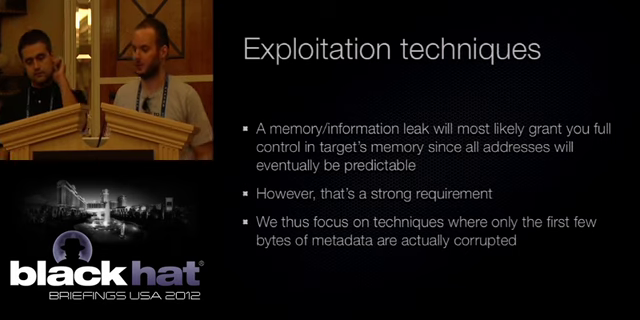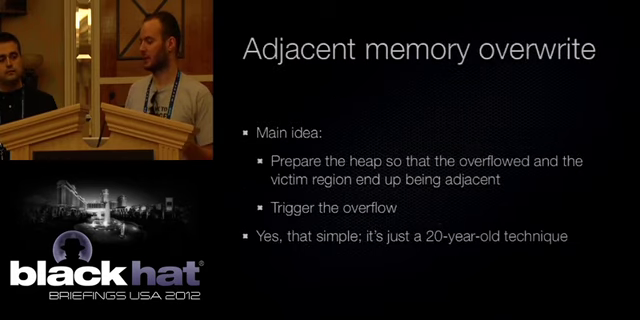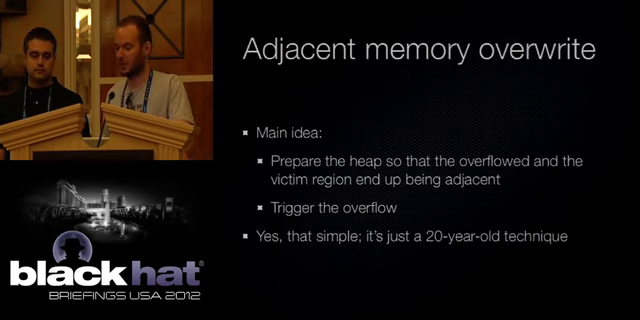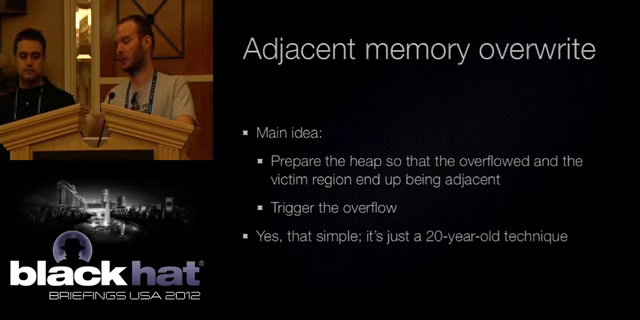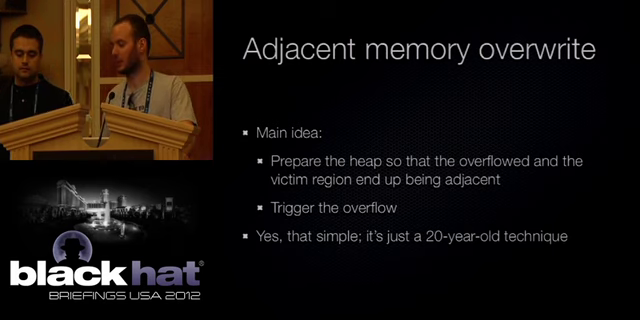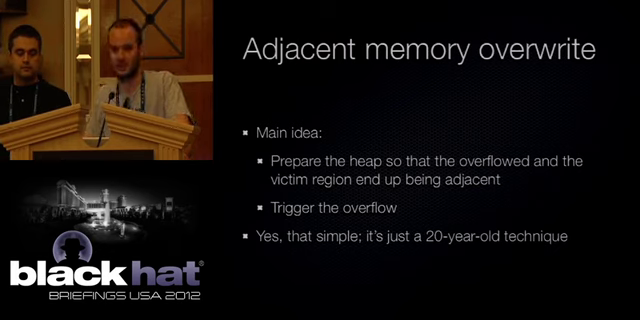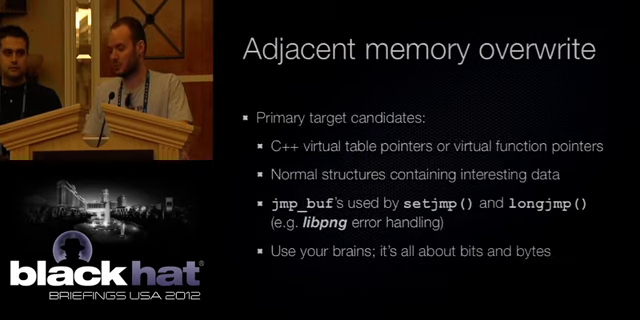So here's the first technique, the adjacent memory overwrite technique. The main idea is actually pretty simple. It has been used for at least 20 years, probably more. The attacker just prepares the heap so that the target overflown region and the victim region border each other, and triggers the overflow in the hope that he overwrites a structure, for example, that contains a function pointer or anything useful. Primary target candidates for this kind of attack are C++ virtual table pointers, if you're targeting a C++ application, or just normal structures that contain function pointers or anything interesting.